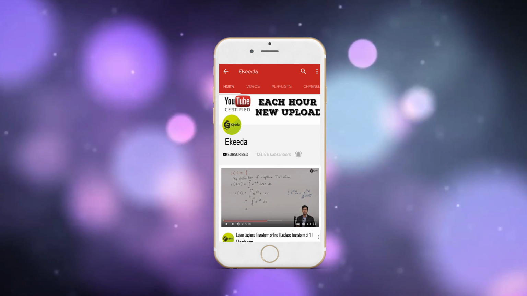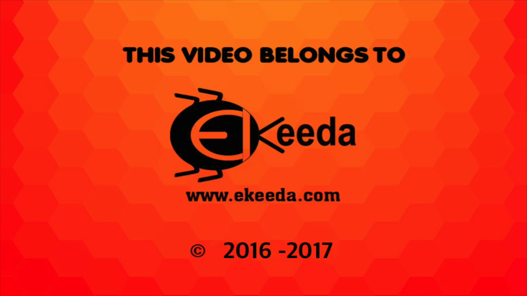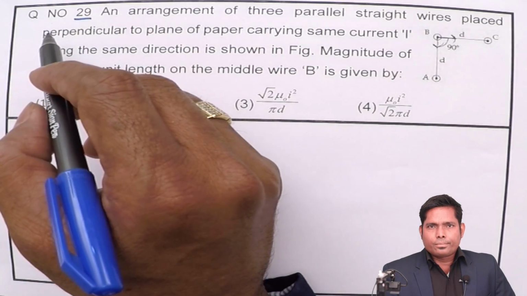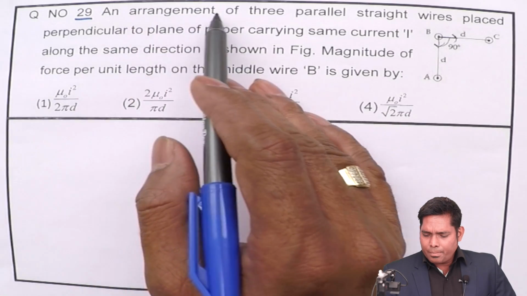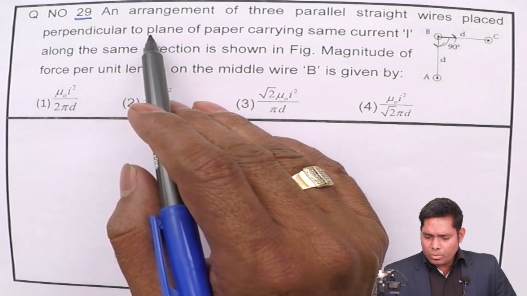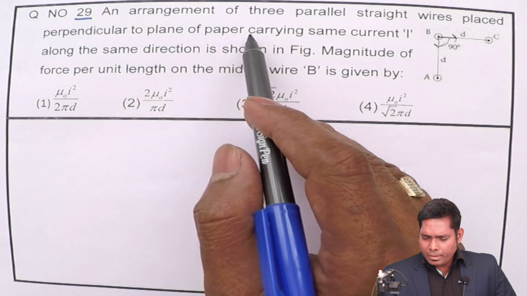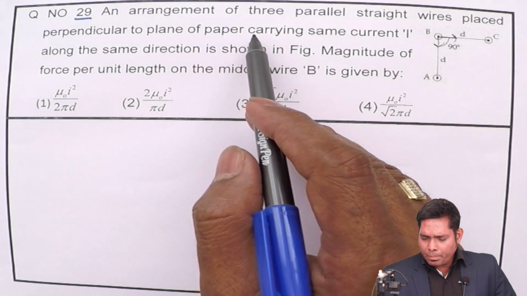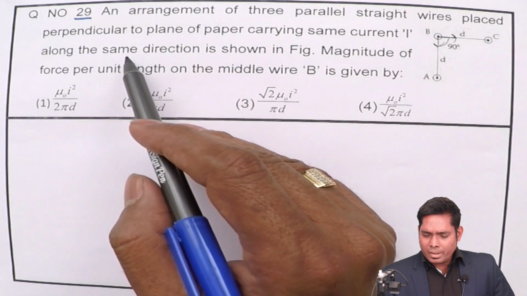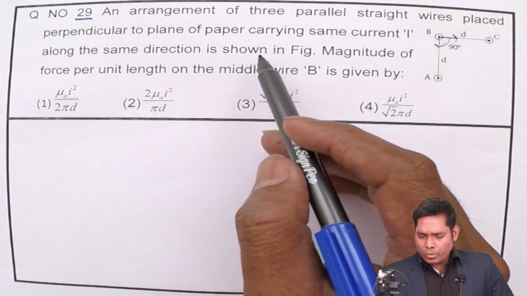Hello students, let us solve the next question, question number 29 of NEET physics paper 2017. The question says an arrangement of three parallel straight wires placed perpendicular to the plane of paper carrying same current I along the same direction is shown in figure.